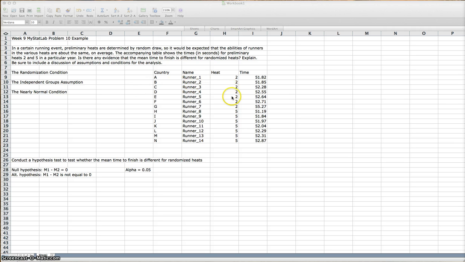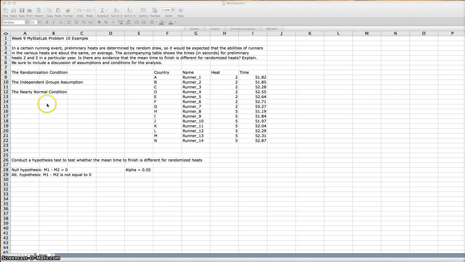Well, here is our table. We have heat 2 with the times, heat 5 also with their times. That's pretty much what we're talking about here now. So let's go ahead and look at our assumptions and conditions. The first one being the randomization condition. The randomization condition is that the data in each group should be drawn independently and at random from the population of total runners. Well, it tells us that they are determined by random draw. So we would have to assume that that randomization condition is satisfied.